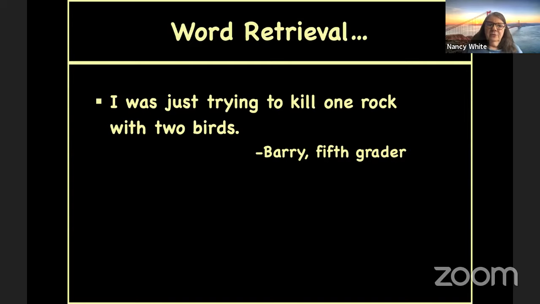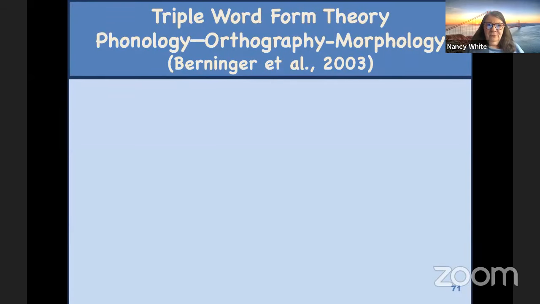This was a student I used to see early in the morning before he went to school. And he would spend 5 minutes, at least one of the 2 mornings a week, writing a journal. And he was doing a bit of a minimalist job. I didn't say anything. I just looked at him and he looked up and he reacted to my look by saying, I was just trying to kill one rock with 2 birds. So sometimes word retrieval gets us into trouble.